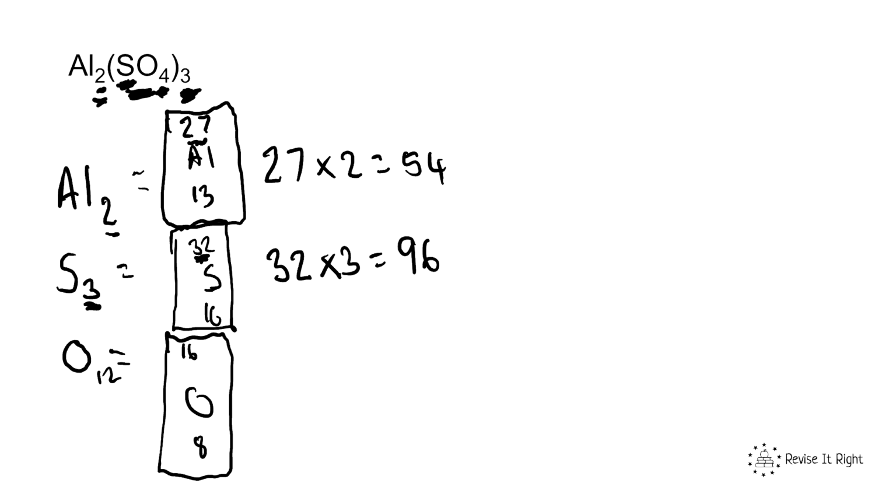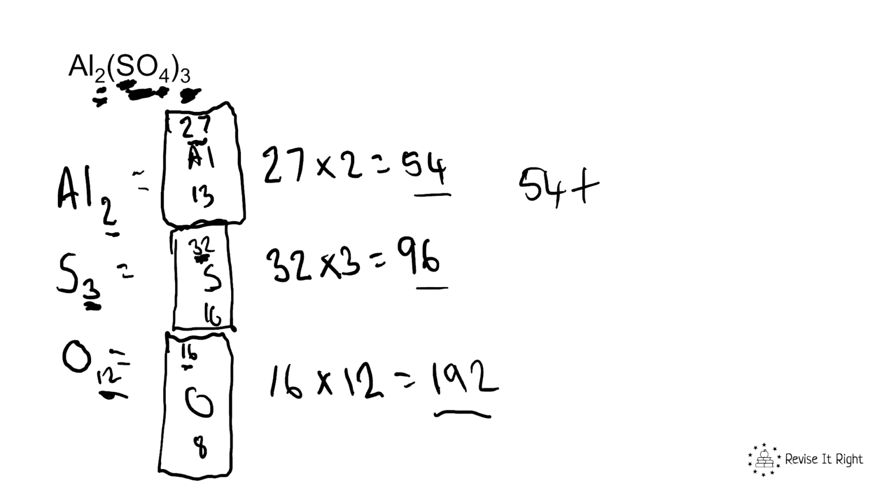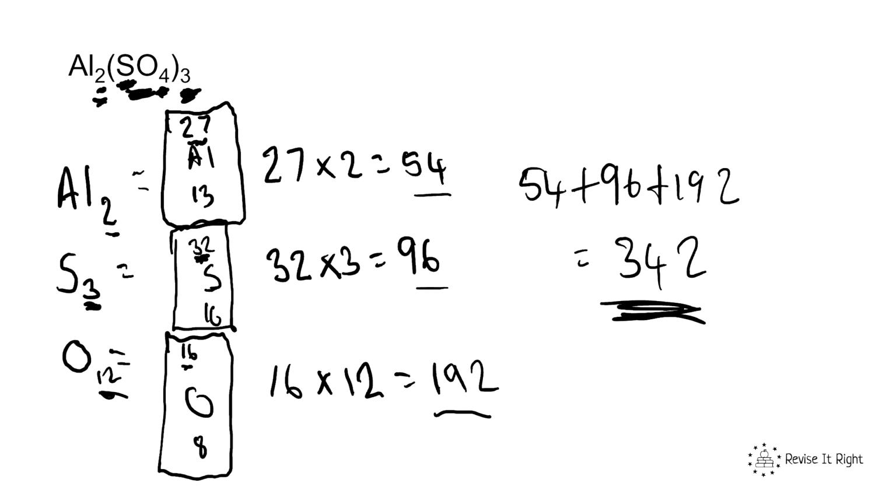And finally, oxygen has a mass of 16, but there are 12 of these. So we need to do 16 for 1 times by 12 because there are 12 of them, and that gives us 192. Okay, now what we need to do is add these numbers together to find our total relative formula mass. So we've got 54, add 96, add 192, and that comes out at 342. Okay, so the relative mass of this compound is 342.